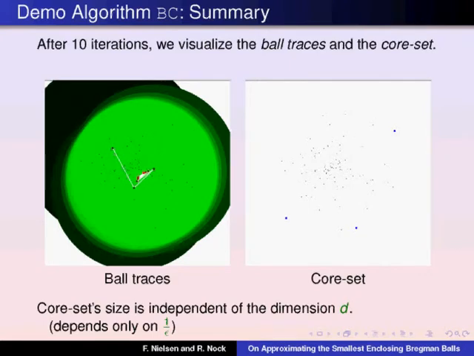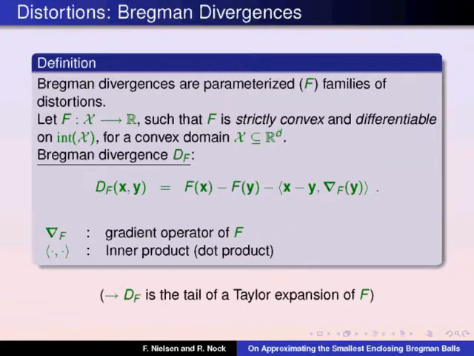After the first 10 iterations, we visualize the ball traces and the core set, that is the set of points that has been detected as being the furthest point at some iteration. It is noticeable that the core set size is independent of the dimension d, but only depends on 1 over epsilon. Let us now define Bregman divergences, the usual distortion measure in machine learning.